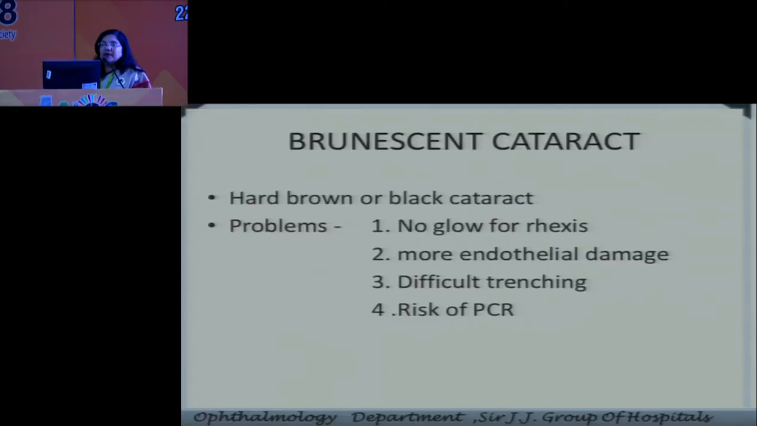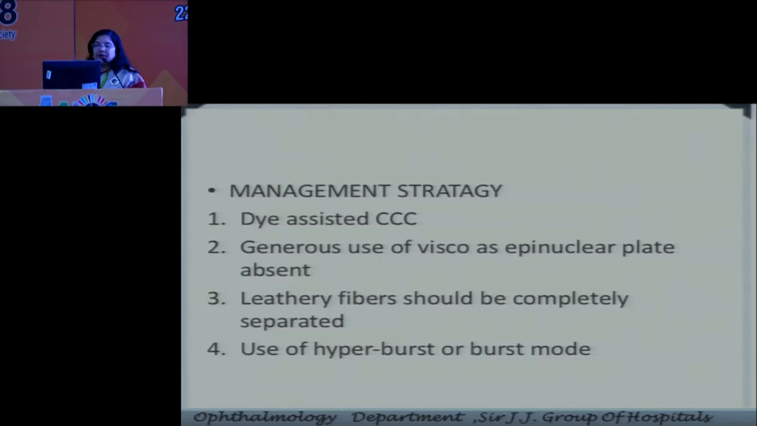The second type of hard cataracts are the brunescent cataract, or the dark brown or the black cataract. Again here, there is no glow for rhexis. Because the nuclei are hard, we are going to end up using more Phaco power or ultrasonic energy. So therefore, there is likelihood of more endothelial damage if we are not careful. Trenching is difficult, and there is always a risk of a posterior capsular rupture.